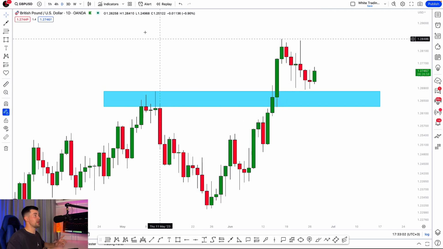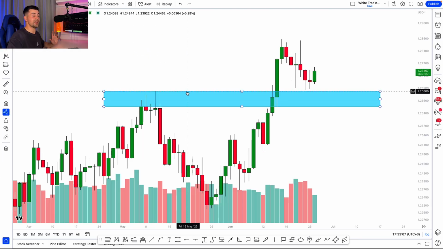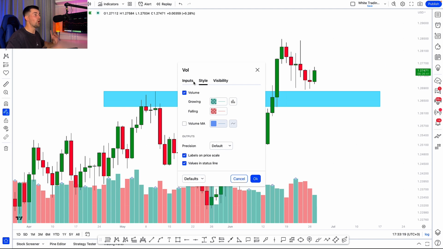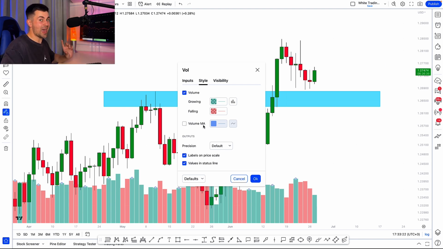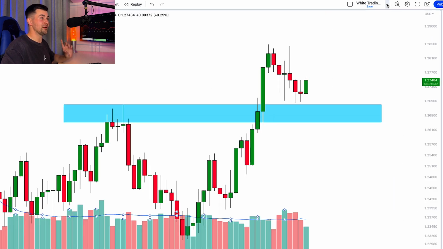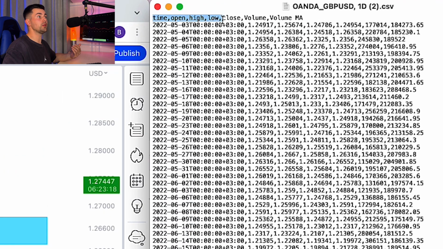One more thing that we need right here is volumes, because ChatGPT can analyze not only the candlesticks, but also the indicators. And checking the volumes, we should also add one more thing: the average volumes. So with that, let's export the data and take a look at our exported data. Now we have the time, open, high, low, close, but also the volume and the average volumes.